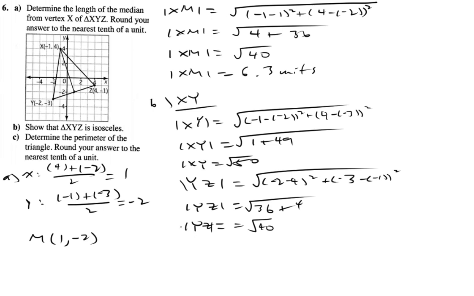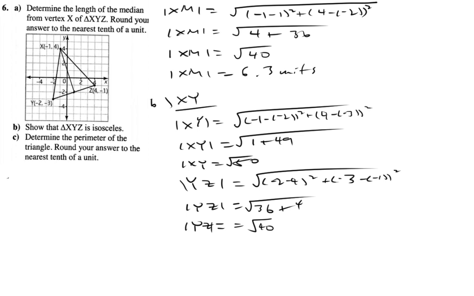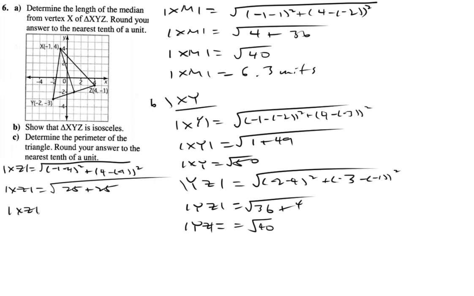Now we take a look at XZ finally. So I'm going to make more space by getting rid of the old answer right here. So for XZ, it's going to be the square root of -1 minus 4 squared plus 4 minus -1 squared. So you're going to have 25 plus 25, or the square root of 50. So this is indeed an isosceles triangle, as these two side lengths are the same.